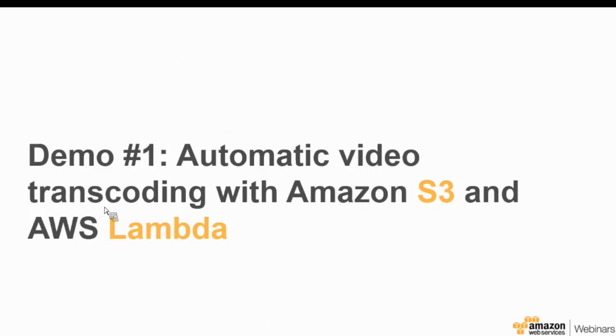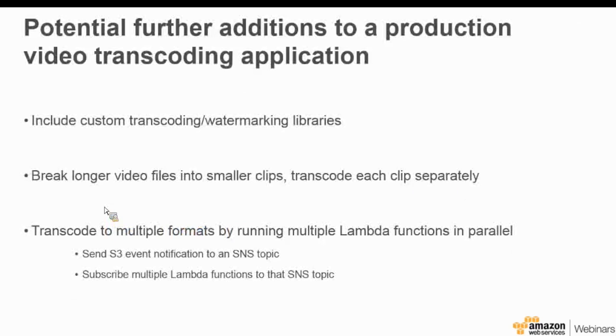So we saw how easy it was to do a live video transcoding with Amazon S3 and AWS Lambda, but this was a very basic, naive demo application. Let me talk about a few potential further additions you could do to a production video transcoding application. In here, as you saw, I used the FFmpeg binary, which means I can do things which are more open source for video transcoding. But you could include a binary which you have in your environment for custom transcoding, custom watermarking. And this is a video transcoding application, but think of any media transformation application.